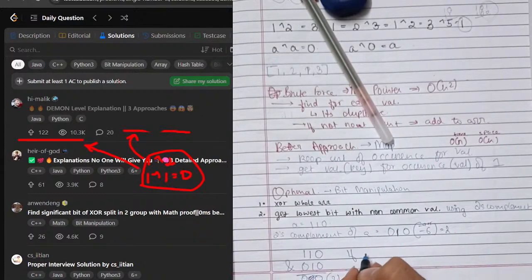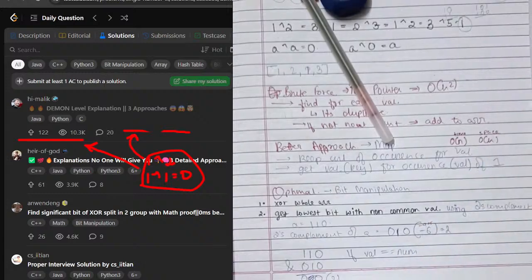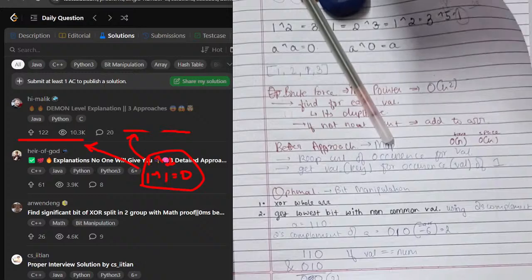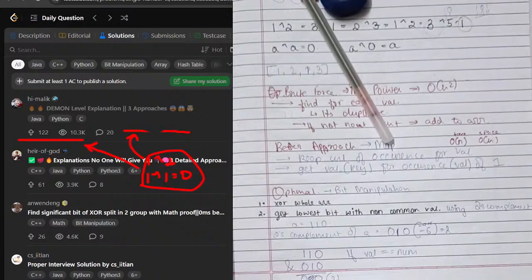If value equals to num, lowest. Using the lowest, we can split the array into two groups, one group corresponding bit.